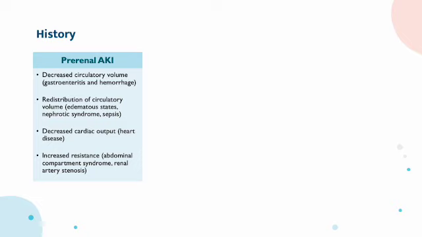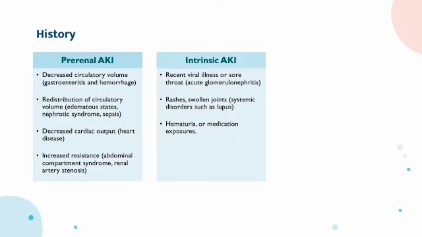In previously healthy children, the history and physical examination may offer clues to the underlying intrinsic renal origin, including recent viral illness or sore throat, possibly consistent with acute glomerulonephritis, or rash and swollen joints, suggesting a systemic disorder such as lupus, or hematuria or medication exposure.